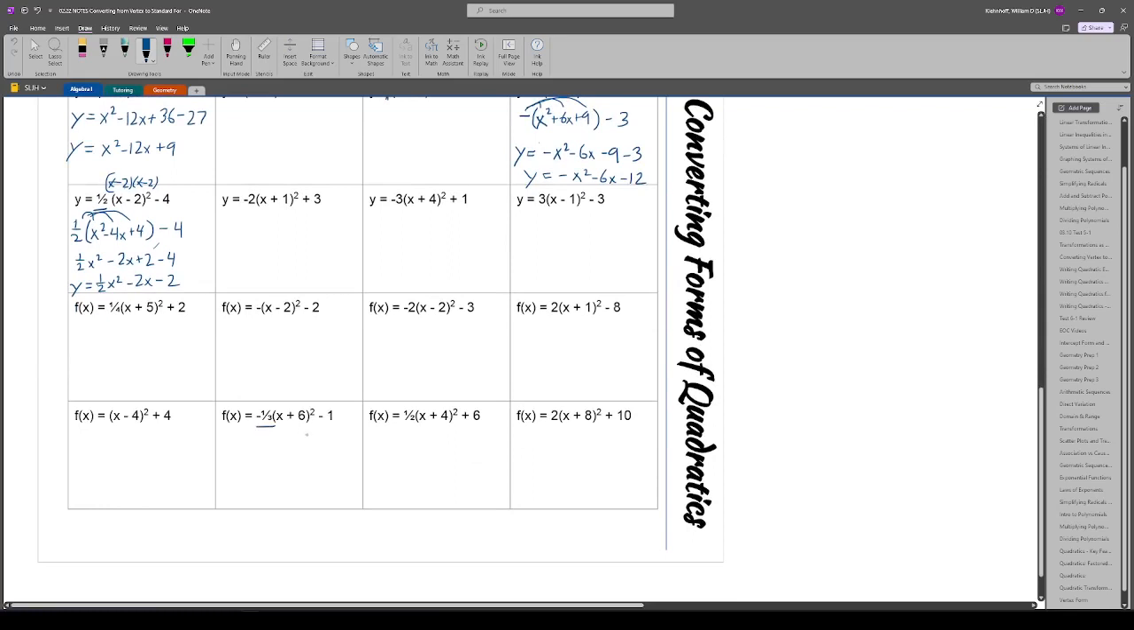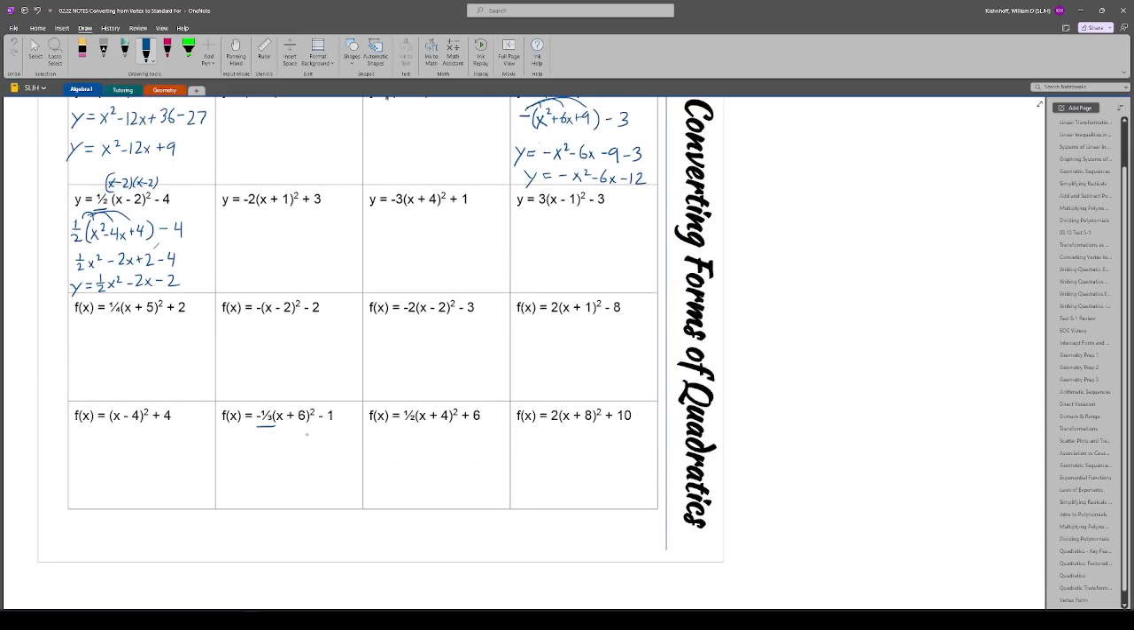So we'll do this negative 1/3. We do the x plus 6 times x plus 6 as the first thing. So we get negative 1/3. We'll just hold on to that. Then we have x squared plus 12x plus 36. And you don't have to go straight to that. You can still write out the area model. You can still draw the distribution arrows, whatever you need to do in order to create that.